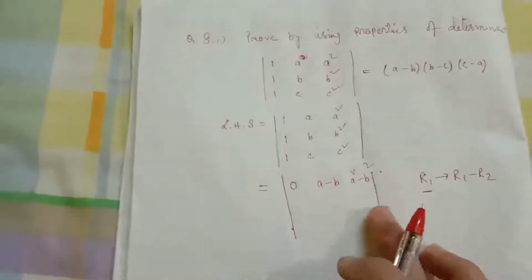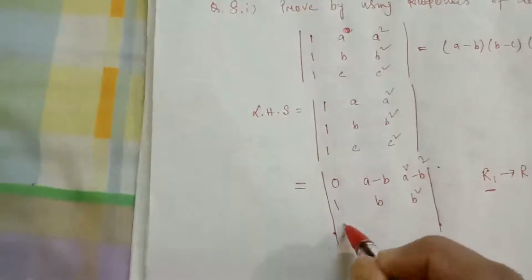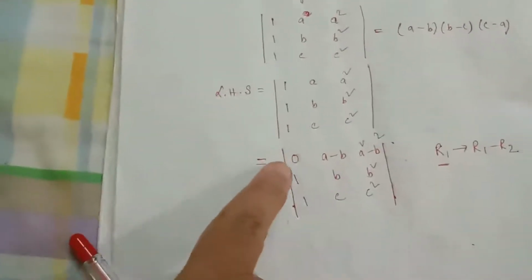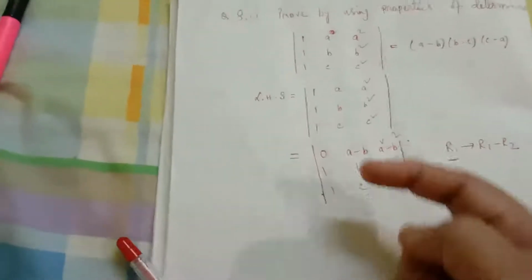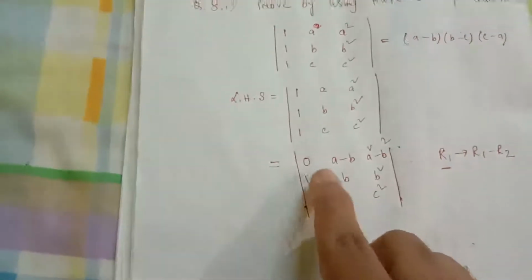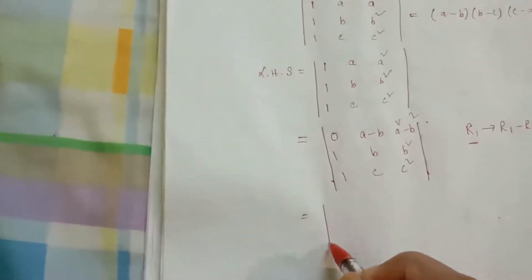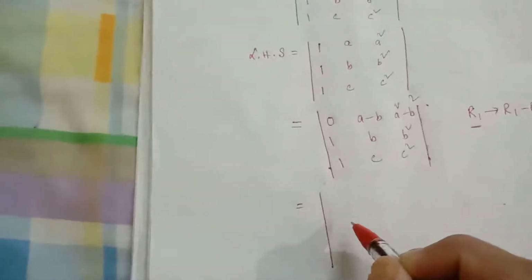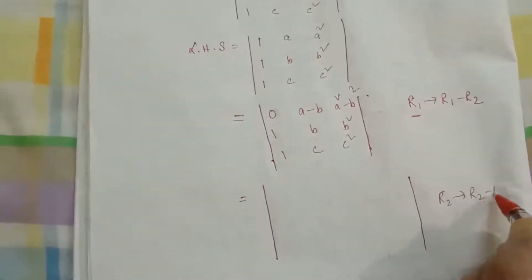This is our new R1. Next, you can see in R2 the first element is 1, and in R3 the first element is again 1. If we replace R2 by R2 minus R3, this minus this will give us another 0. So now we want to replace the second row by R2 minus R3.